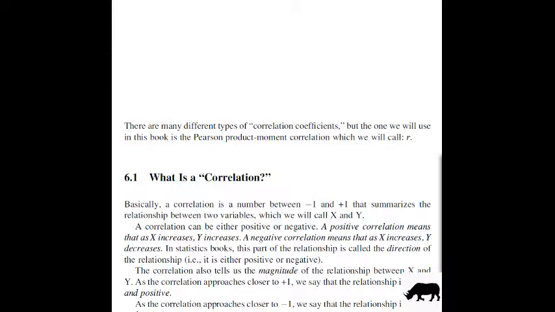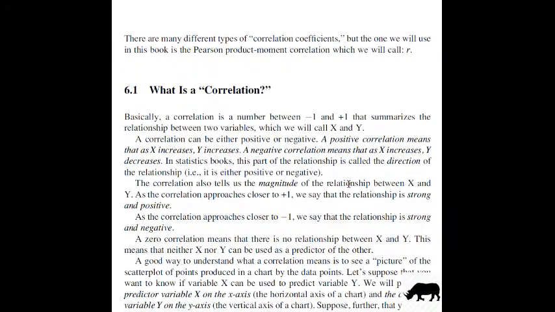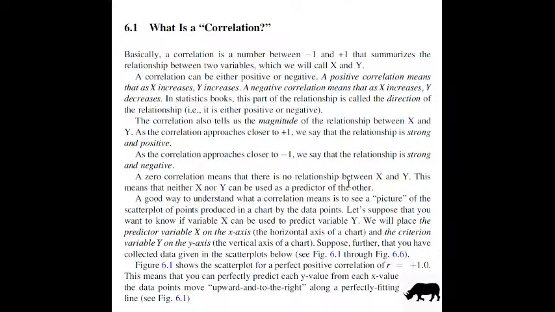What is a correlation? Basically, a correlation is a number between -1 and +1 that summarizes the relationship between two variables, which we will call x and y. A correlation can be either positive or negative. A positive correlation means that as x increases, y increases. A negative correlation means that as x increases, y decreases. In statistics books, this part of the relationship is called the direction of the relationship, i.e., it is either positive or negative. The correlation also tells us the magnitude of the relationship between x and y.